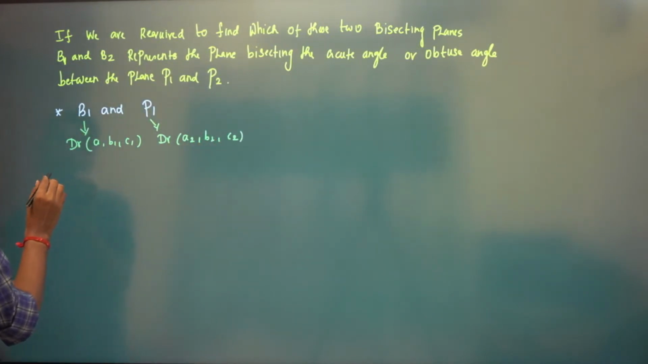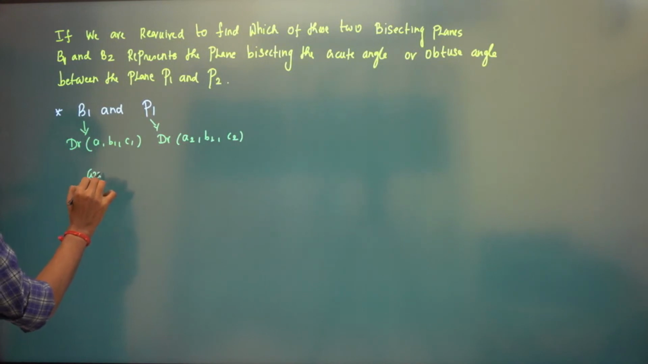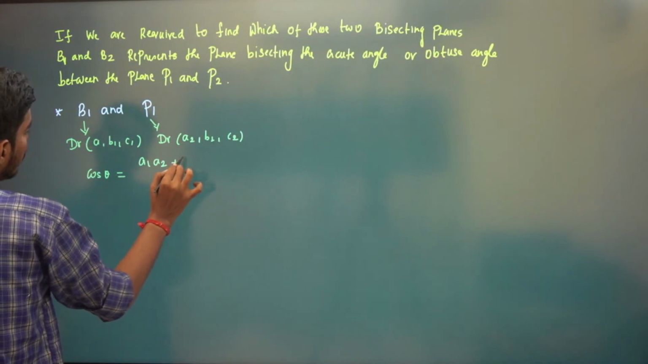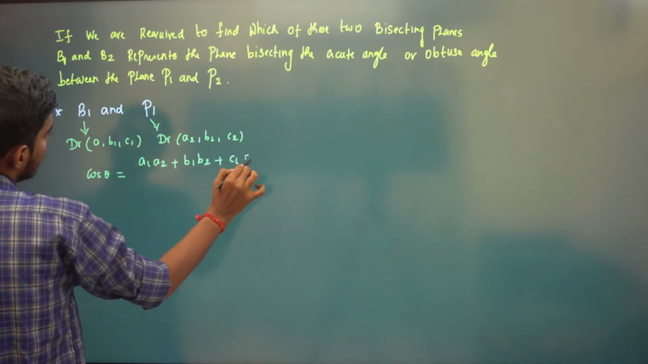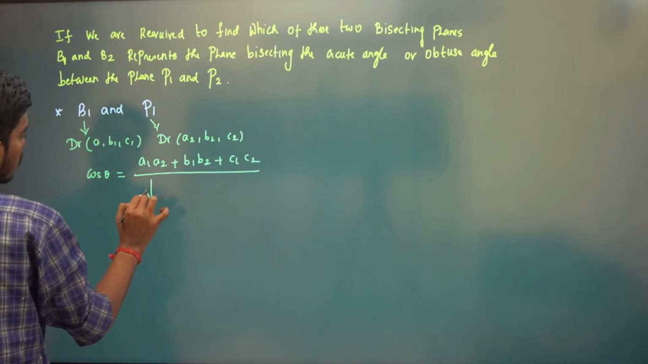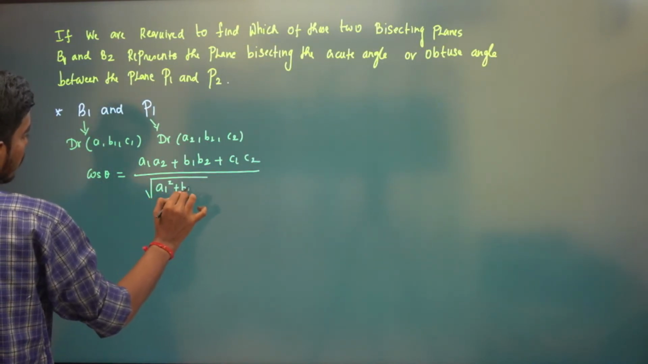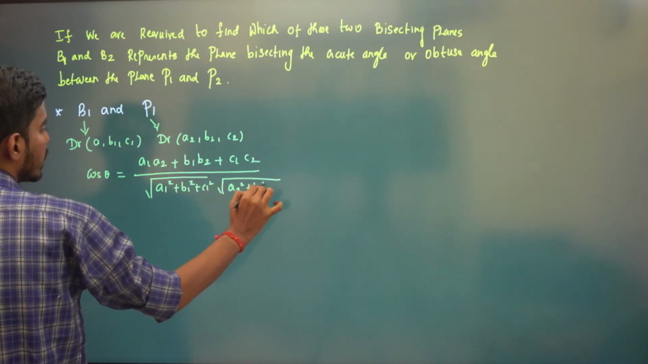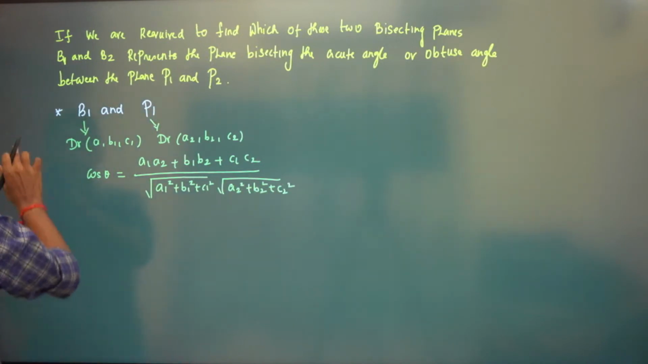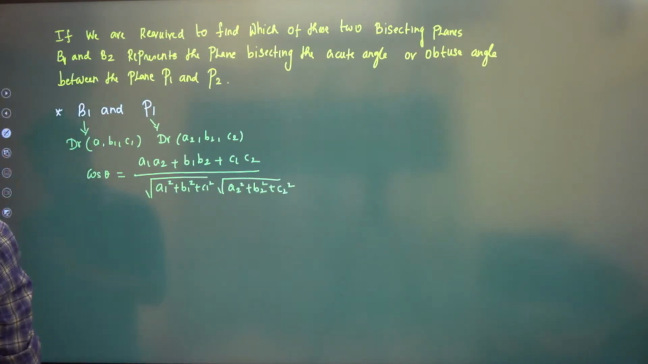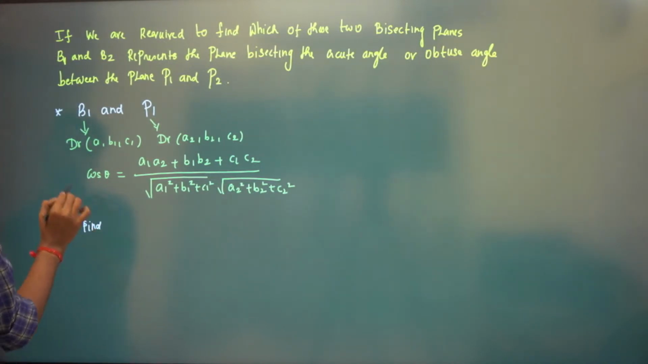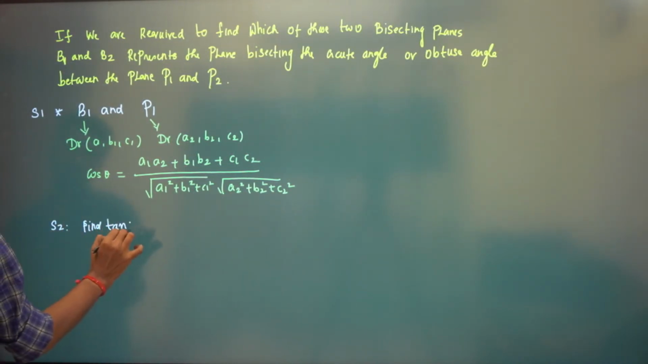Now find cos theta, that is the angle between these two planes, which is A1 A2 plus B1 B2 plus C1 C2 divided by root of A1 square plus B1 square plus C1 square into root of A2 square plus B2 square plus C2 square. Now after this cos theta, you need to find the value of tan theta, right? This is step 1. Now step 2 is find tan theta using this formula.